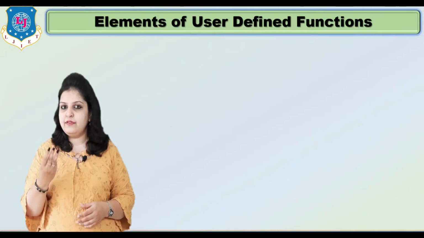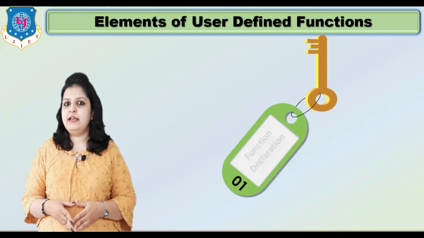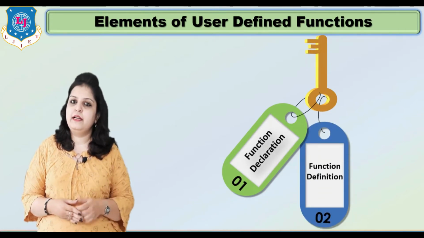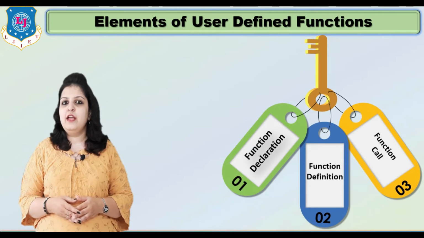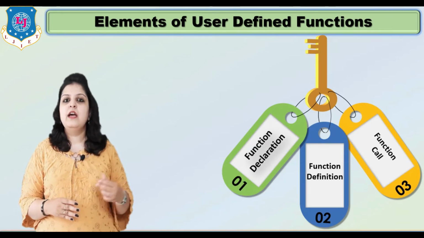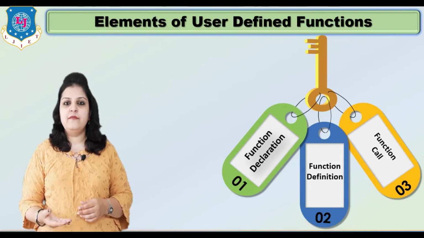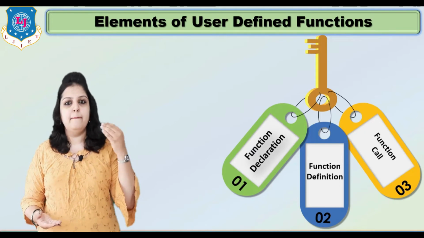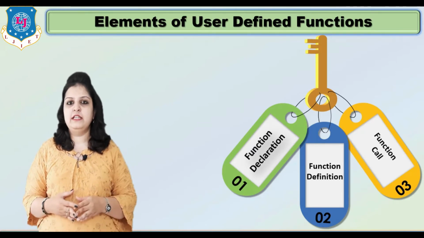So there are three different elements. First is function declaration and it is similar to variable declaration. Then next is function definition. Our main logic we have to write in the function definition. And last is function call. If you want to use a particular function, then you have to call it in the main section. So let's see one by one in detail.